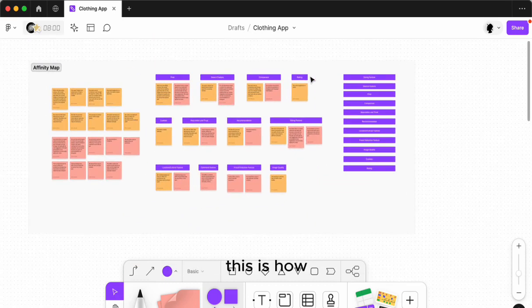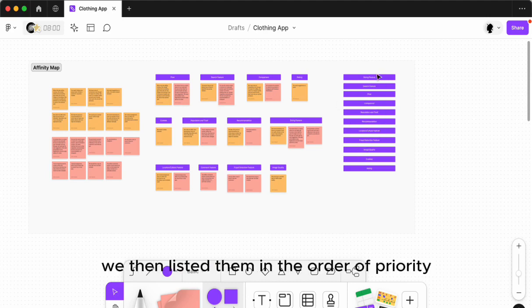So this is how our affinity diagram works. First, we got the data, then we analyzed the data, we grouped the data, gave them categories, and after giving them categories, we then listed them in the order of priority.